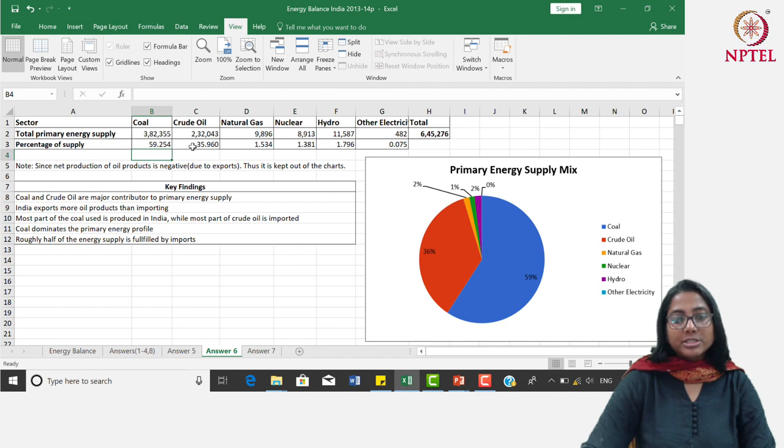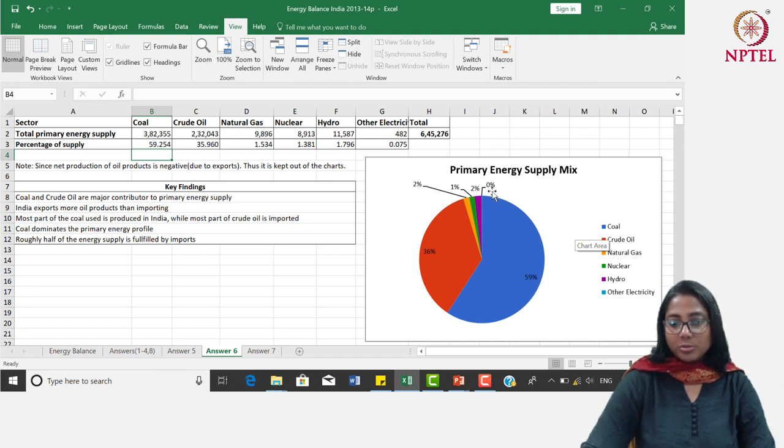Almost 36% is coming from crude oil, 1.534% is coming from natural gas. Similarly, a little more than 1% is coming from nuclear, and 1.7 to 1.8% is coming from hydro. You can actually ignore the other electricity because this figure is very small. Similar to your sectoral demand, the distribution of different fuel with respect to primary energy can again be represented with the help of a pie chart.